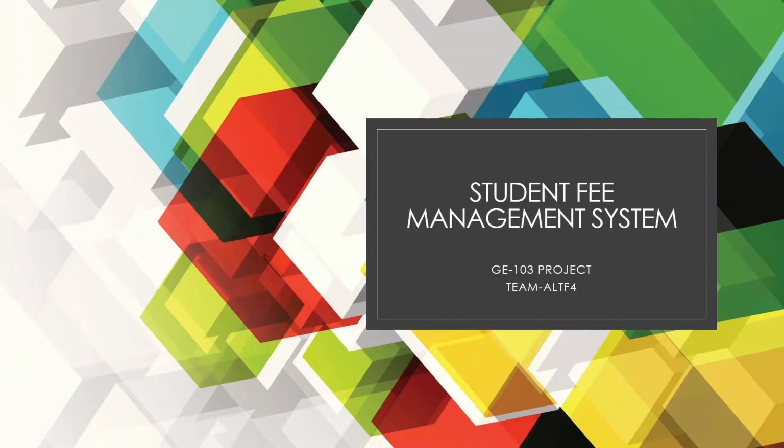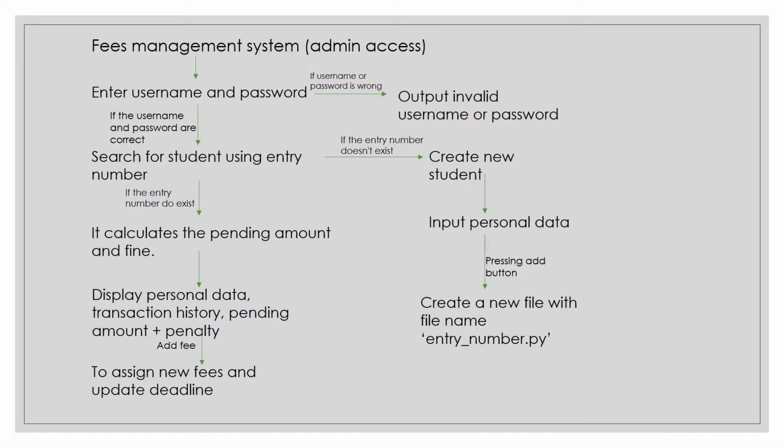Today we are going to discuss this project, the student fee management system. Let's see how our code will proceed. First, a display will open which will take the values of username and password. If our username or password is wrong, then it will say invalid username or password.